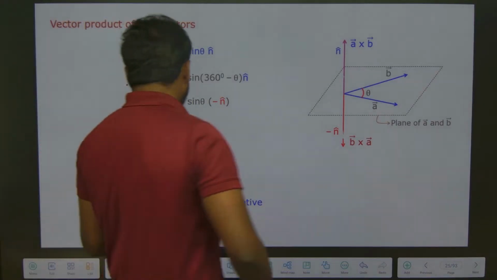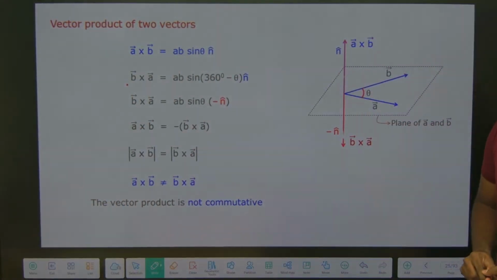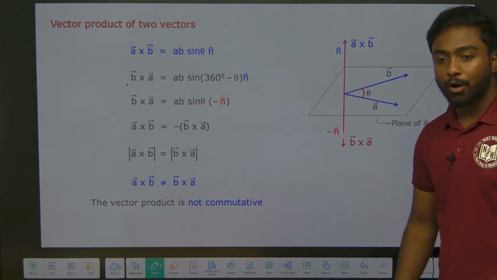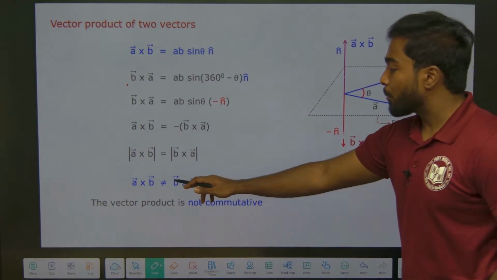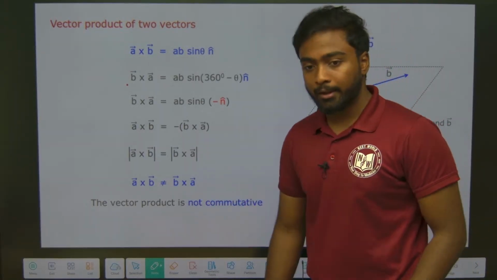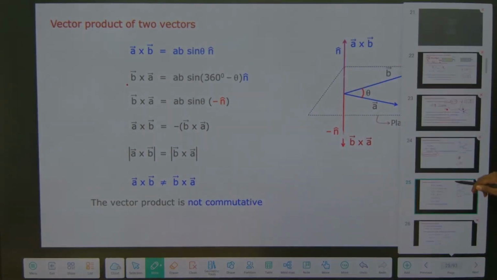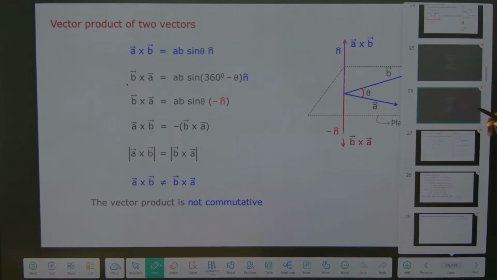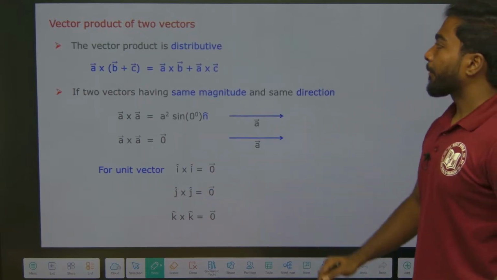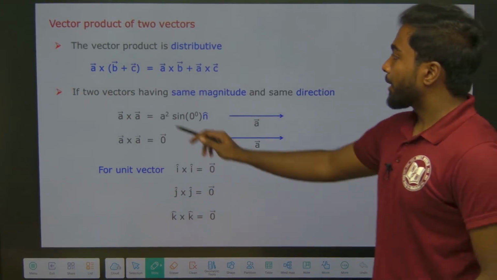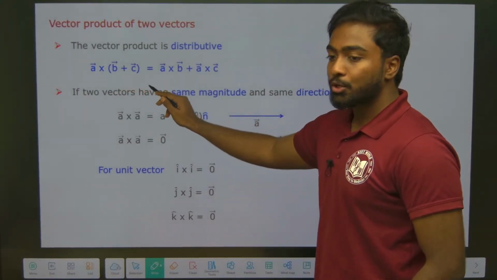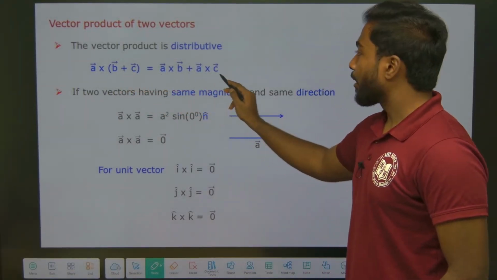So the vector product is not commutative, but the scalar product is commutative. A dot B will be equal to B dot A, whereas A cross B will not be equal to B cross A. The vector product is distributive. So A cross (B plus C) will be equal to A cross B plus A cross C.